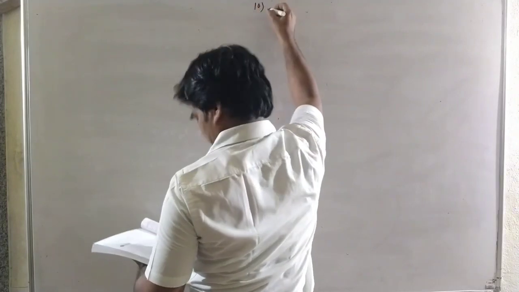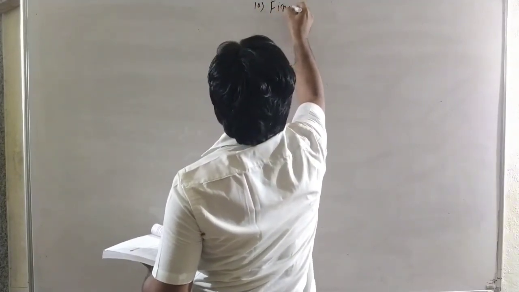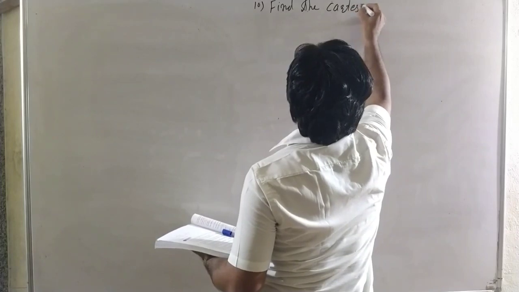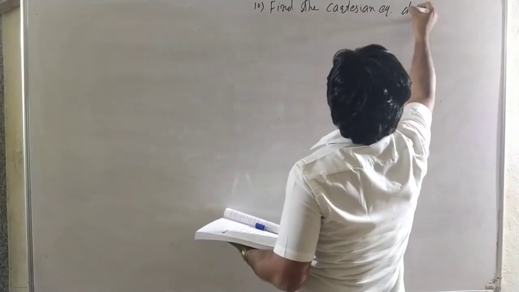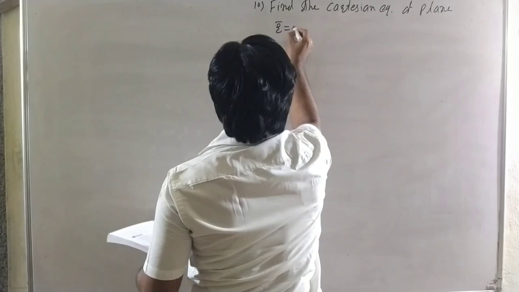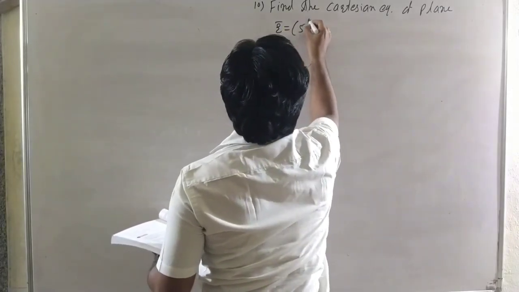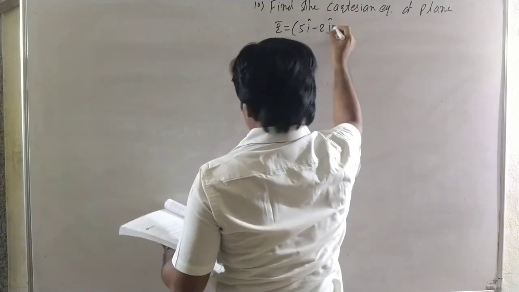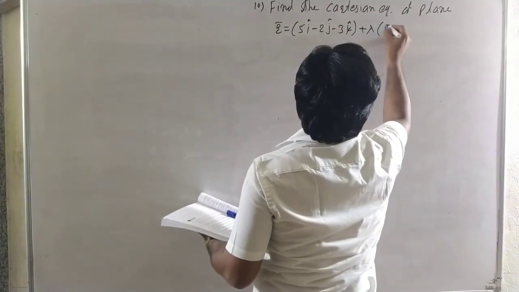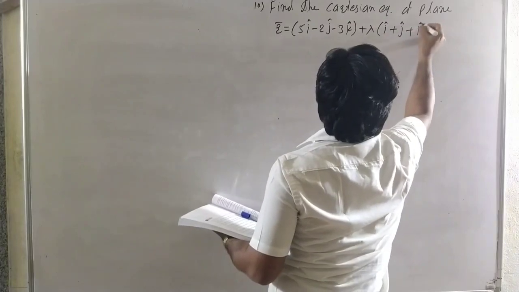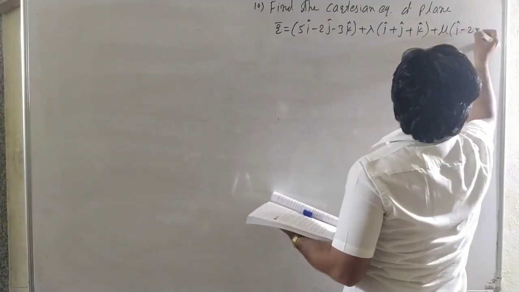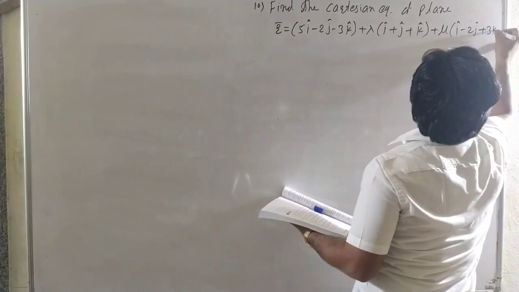Next example, find the Cartesian equation of the plane r bar is equal to 5 i cap minus 2 j cap minus 3 k cap plus lambda into i cap plus j cap plus k cap plus mu into i cap minus 2 j cap plus 3 k cap.